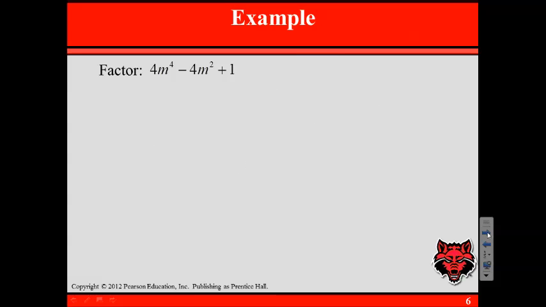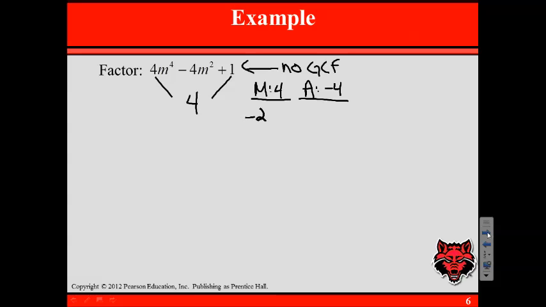In the next example, we want to factor 4m to the fourth minus 4m squared plus 1. Again, we try to factor a GCF. We don't have one other than the number 1, so we say no GCF. Here, because we have a coefficient in front of our leading term, we have to go through the factoring by grouping method. So we multiply the first and last coefficients, that gives us 4. So now we want two numbers that multiply to give us 4, but that add to the middle term, negative 4. And those two factors will be negative 2 and negative 2.